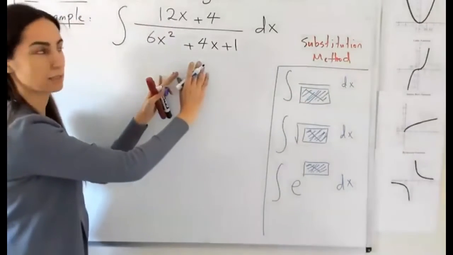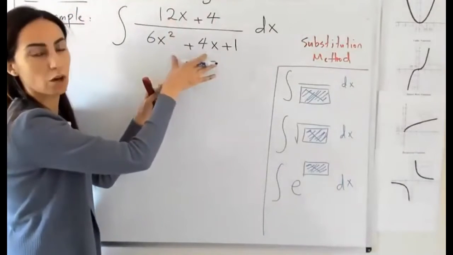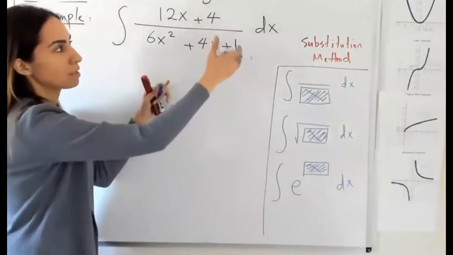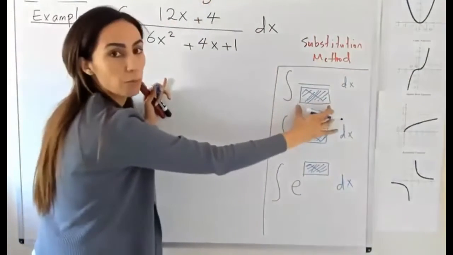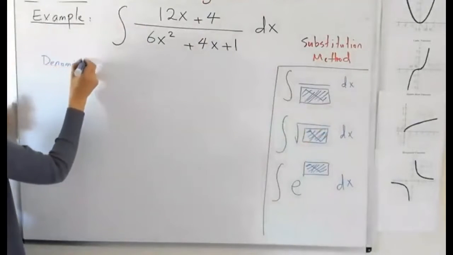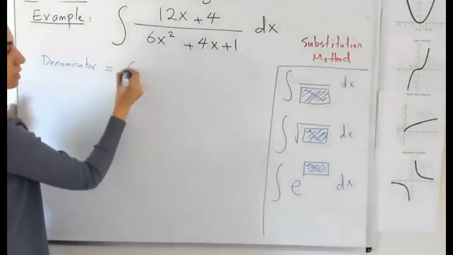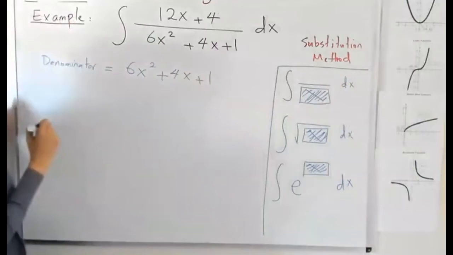Take a look at this case. We have some expression on the numerator, another expression on the denominator. Since it's a format of a quotient expression, we look at the denominator. So our denominator is equal to 6x squared plus 4x plus 1.